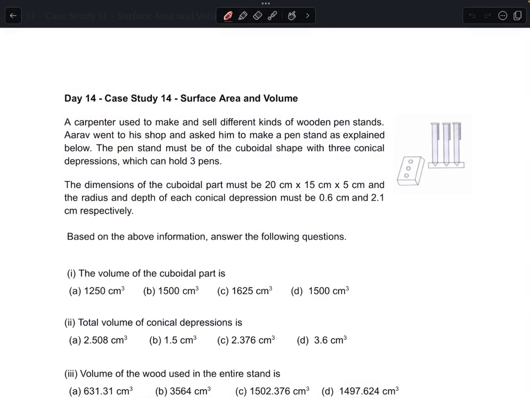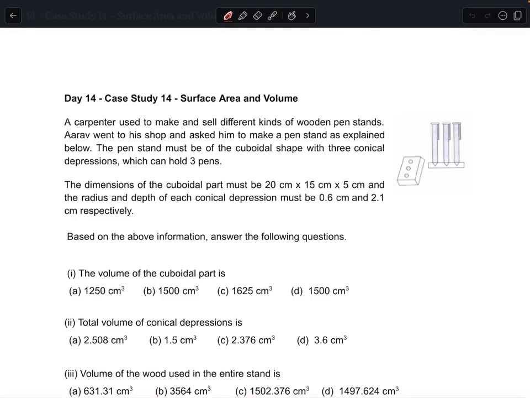The question goes like this. A carpenter used to make and sell different kinds of wooden pen stands. Arav went to his shop and asked him to make a pen stand as explained below. The pen stand must be of the cuboidal shape with three conical depressions which can hold three pens.